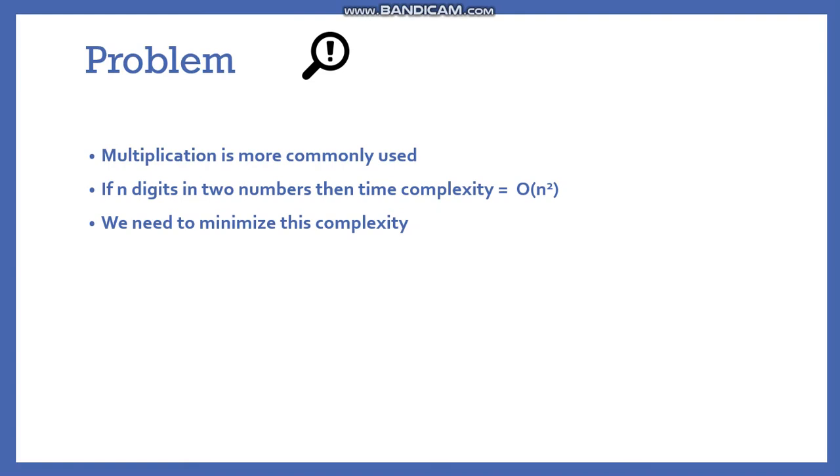What is the need for different methods of multiplying large integers? Multiplication is commonly used in any arithmetic or mathematical operation, so we need multiplication anywhere in our computation. We require as small a time complexity as possible for that. There are methods with time complexity of order n square, but we need to minimize this. In this video we discuss all these methods. So let's start.